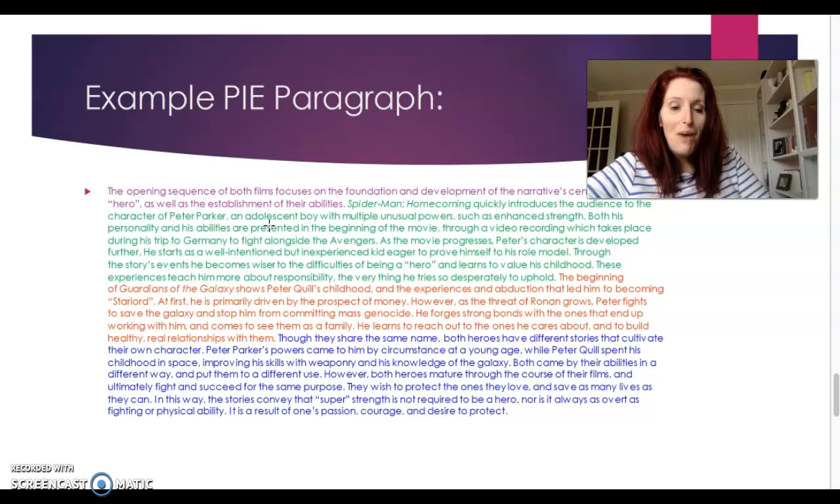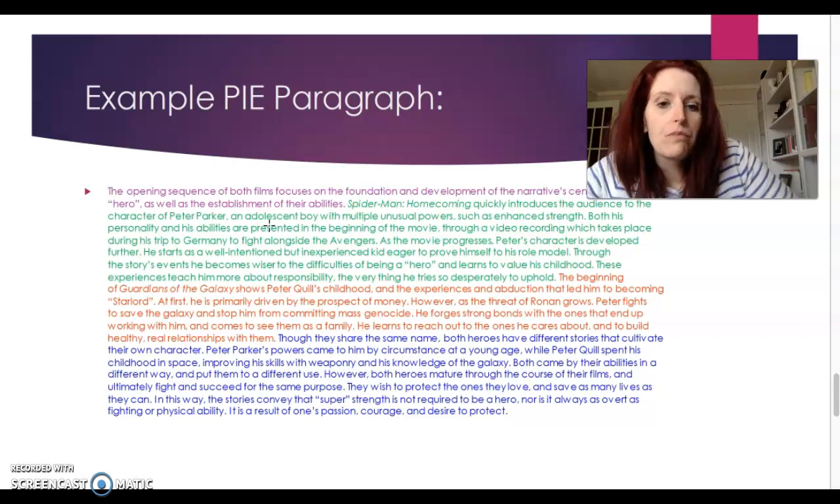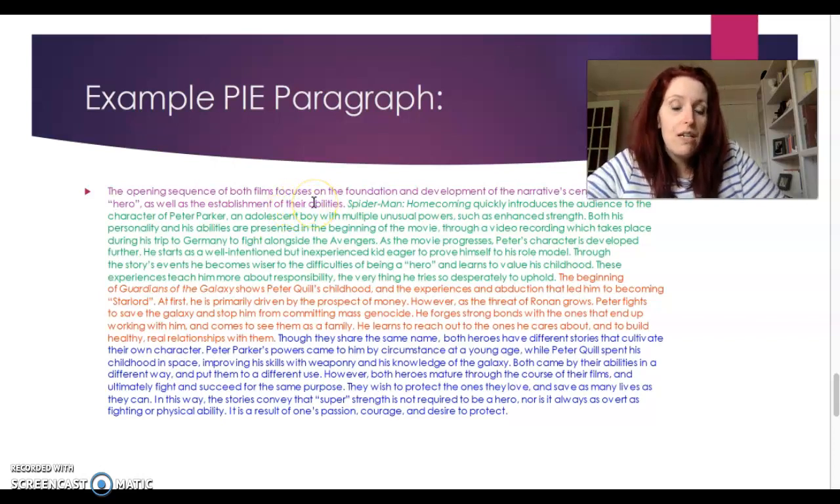An example PIE paragraph. I'm not going to read it because I don't want to take up too much time, but if you look at this example of the PIE paragraph, you can see that there's my topic sentence right here that we already discussed, uniting the two films. Then she takes the time to provide information, illustrations, from each of the two films. She talks about Spider-Man first, and then she talks about Guardians of the Galaxy.